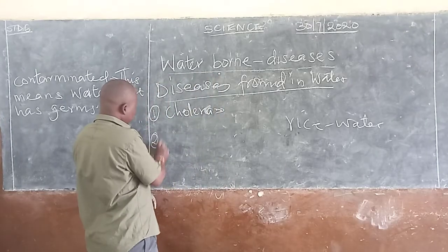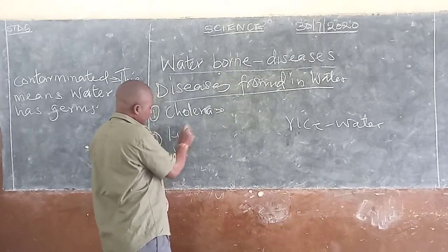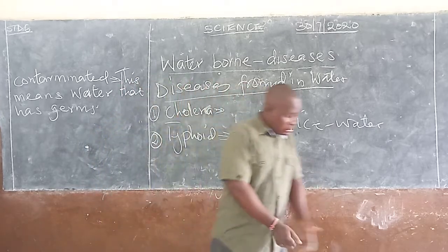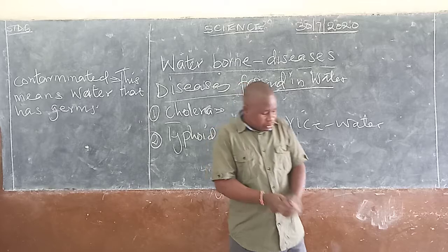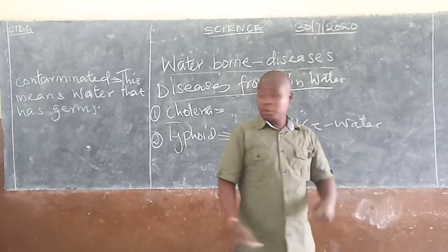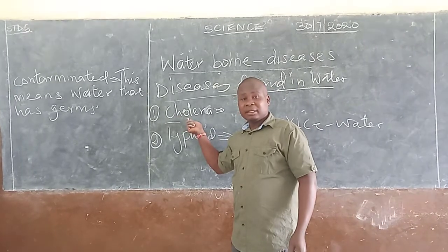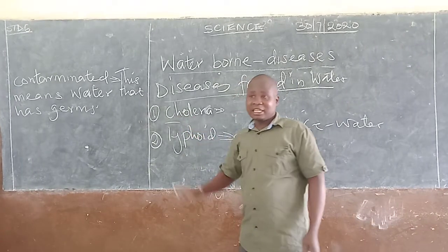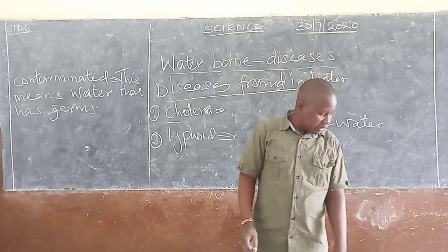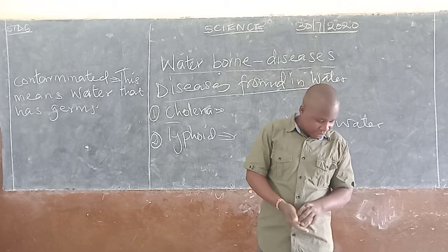Typhoid is number 2. Let us see how this typhoid is. Typhoid is also a serious waterborne disease that affects the intestines. Remember what I said about cholera: cholera does not affect the intestines, but typhoid affects the intestines. How does this happen? It is caused by germs found in contaminated water.